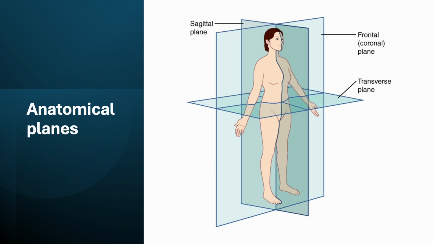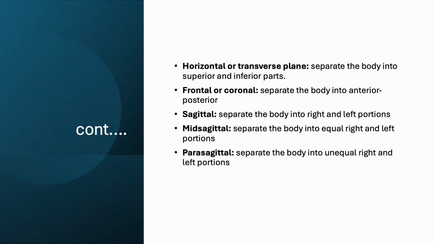Anatomical planes help in cutting. A plane is an imaginary line that cuts the body into two halves. The sagittal plane cuts the body into left and right. It can be mid-sagittal, that is equal, or parasagittal, that is unequal, left and right. The frontal plane cuts the body into anterior and posterior, and the transverse plane cuts the body into superior and inferior.